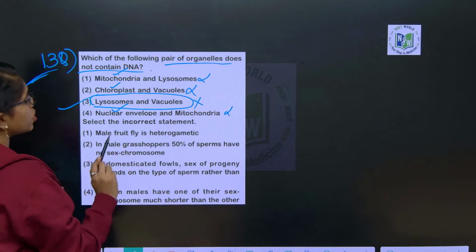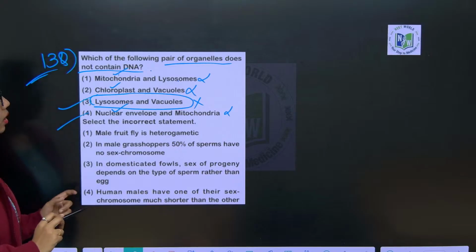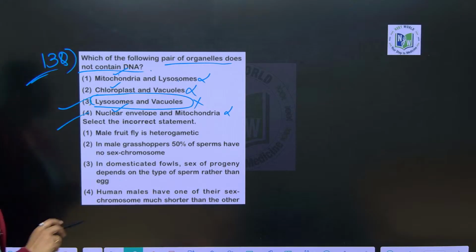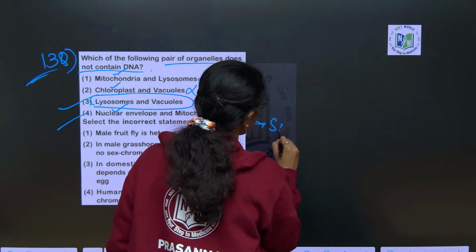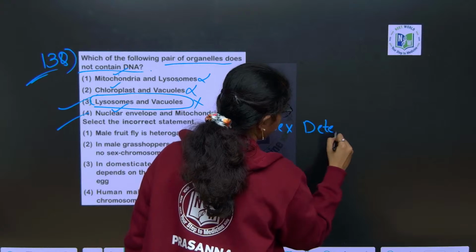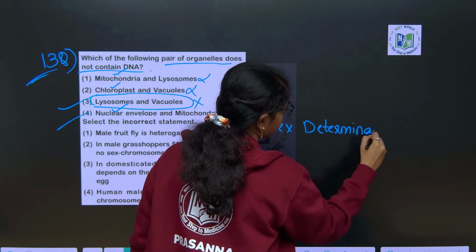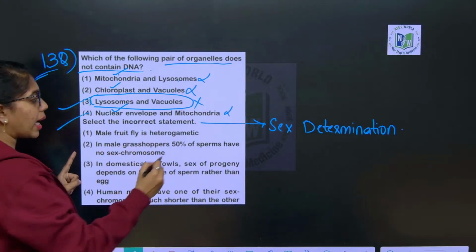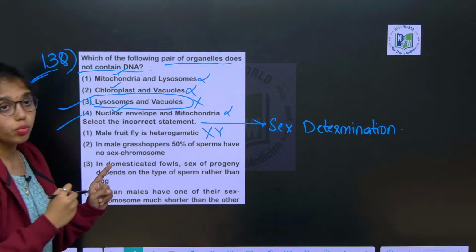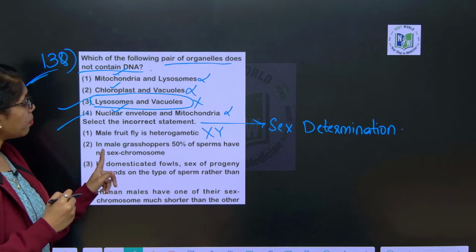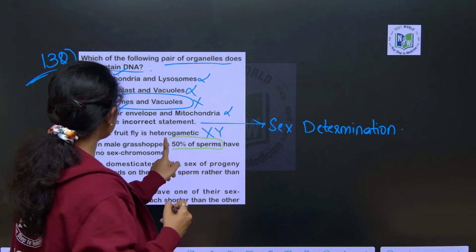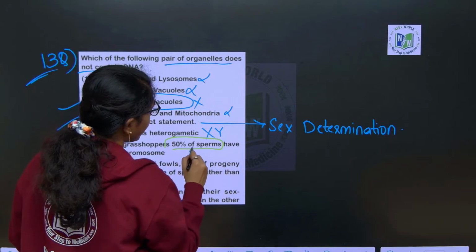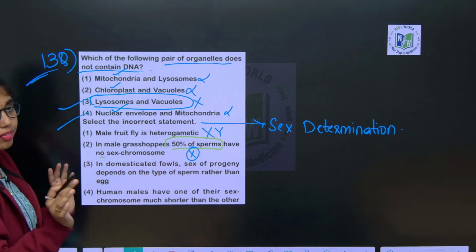Next, this is again from genetics, wherein he is asking a question on sex determination. Male fruit fly is heterogametic, yes, because it has XY chromosomes. And in male grasshoppers 50% of sperms have no sex chromosome. Yes, only 50% of them will have X chromosome, 50% will not have X chromosome.